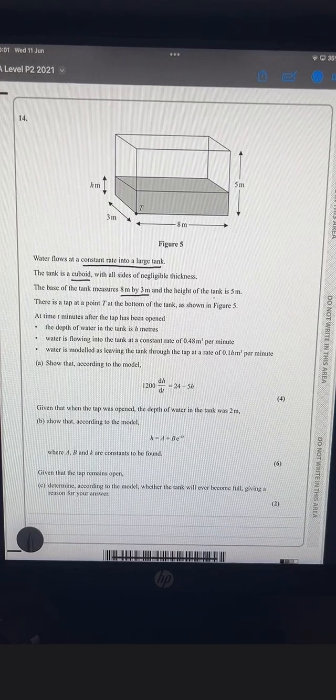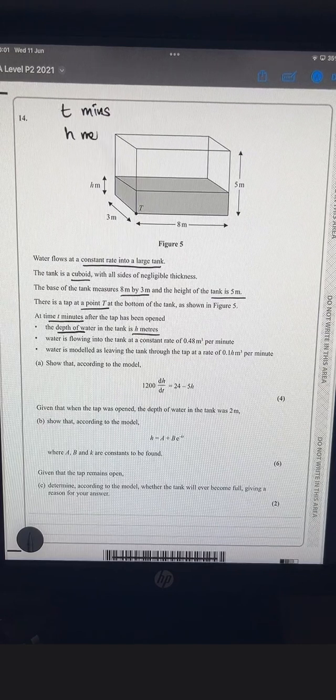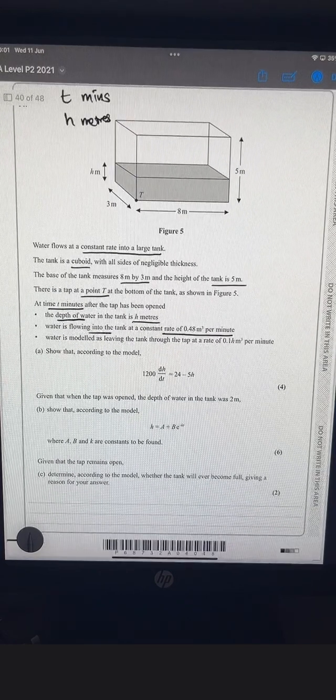There's a tap at point T at the bottom of the tank shown in figure 5. So yeah, it exists. At time T minutes, at the top, put your units, T mins. After the tap has been opened, the depth of the water is H meters. All right, water is flowing into the tank at a constant rate of 0.48 meters cubed per minute. Water is modeled as leaving through the tap at a rate of 0.1 H meters cubed per minute. Show that according to the model, this is the equation.